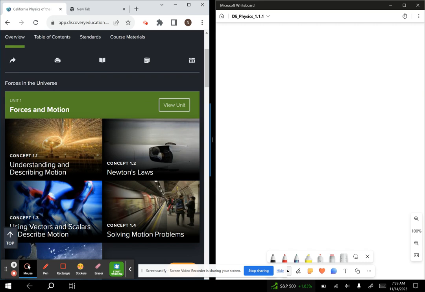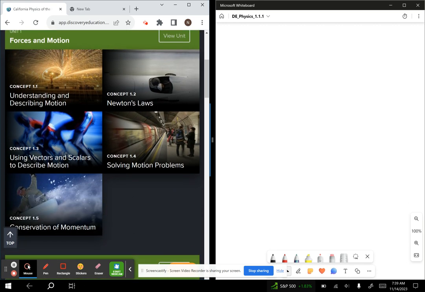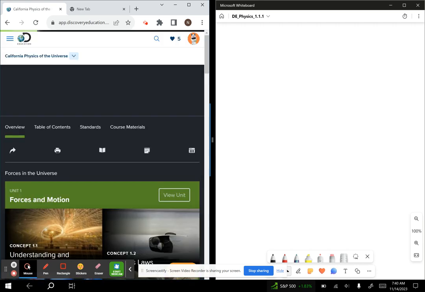Okay, and if we take a really quick look through here, 1.2 is going to discuss Newton's laws. We'll talk about vectors and scalars as ways to describe motion in 1.3. We'll look at solving motion problems in 1.4, and we'll talk a little bit about the conservation of momentum in 1.5. Okay, so that's a bird's eye view.